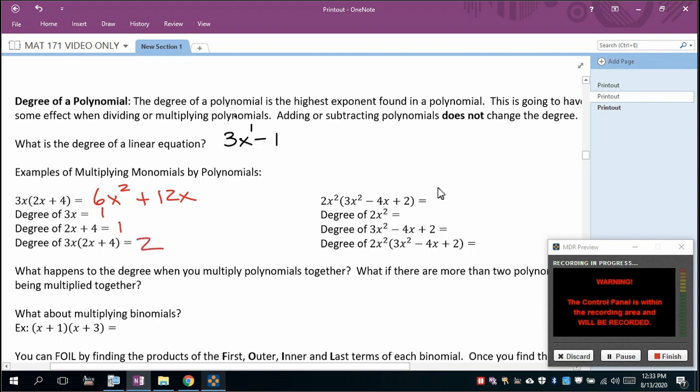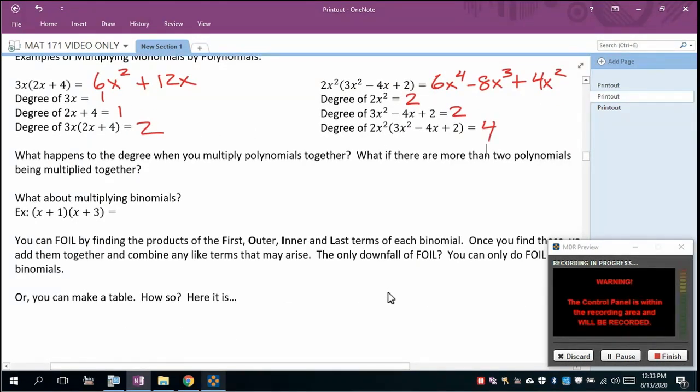Now, for this one, we would have 6x to the 4th minus 8x to the 3rd plus 4x to the 2nd. So the degree of the first part is 2, the degree of this is 2, and the degree of this is 4. So basically, when you multiply polynomials, you add the corresponding degrees. Now, if there's more than 2, just add the degrees.